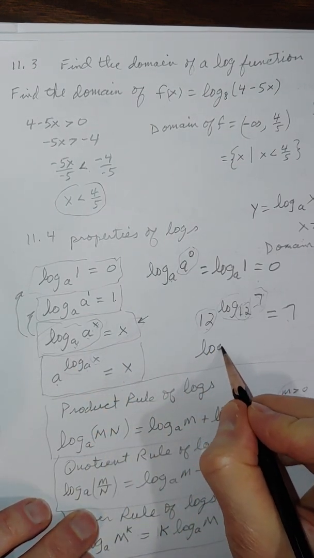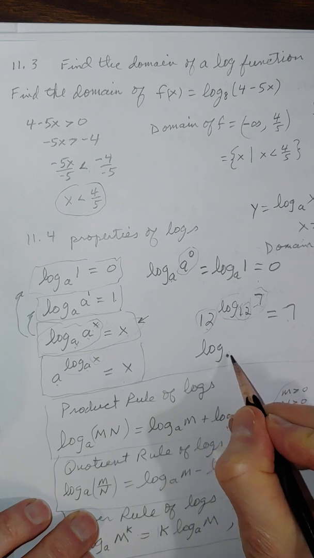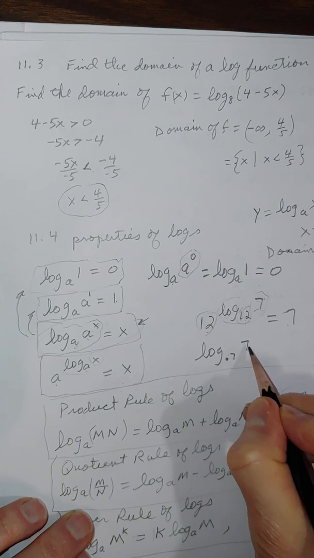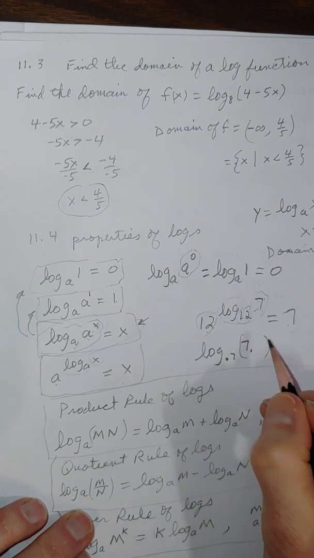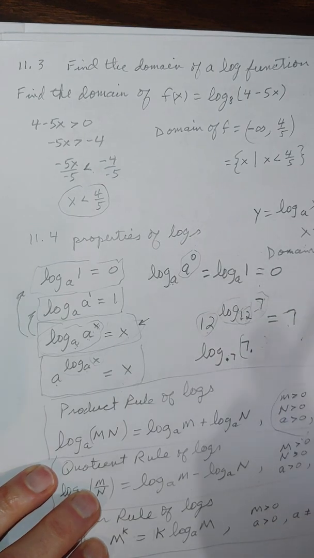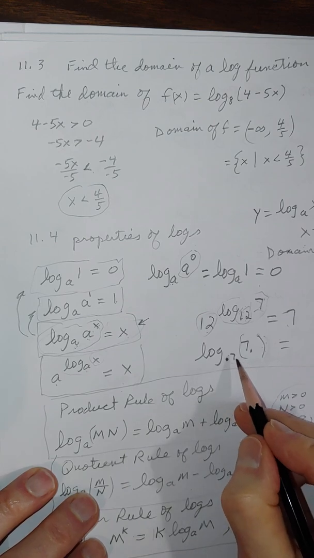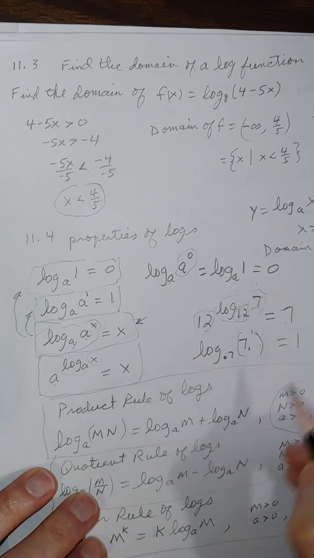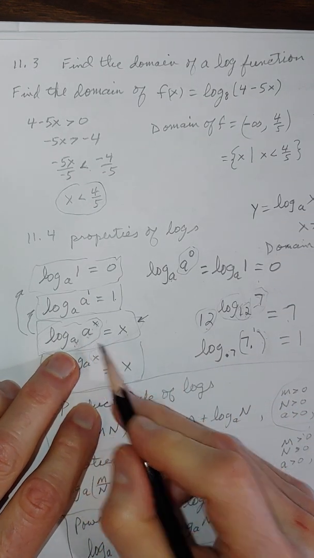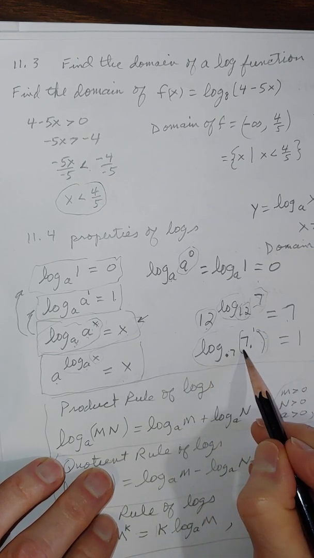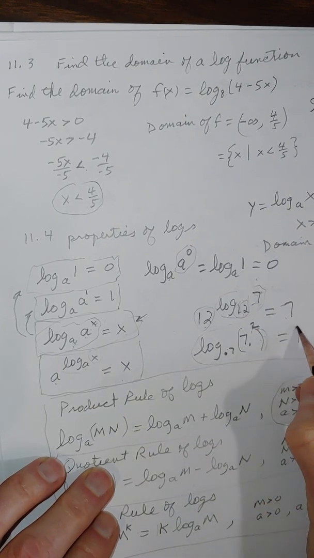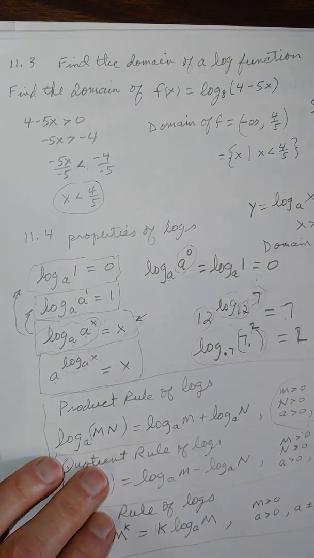If you had log base 0.7 of 0.7, say you just had that. Look, this is like 0.7 to the first power. So you get 1. That's just like putting a 0.7 here and a 0.7 here. What exponent do you put on 0.7 to get 0.7 to the first power? 1. If this was squared, you get a 2, etc. But we went over that kind of stuff.